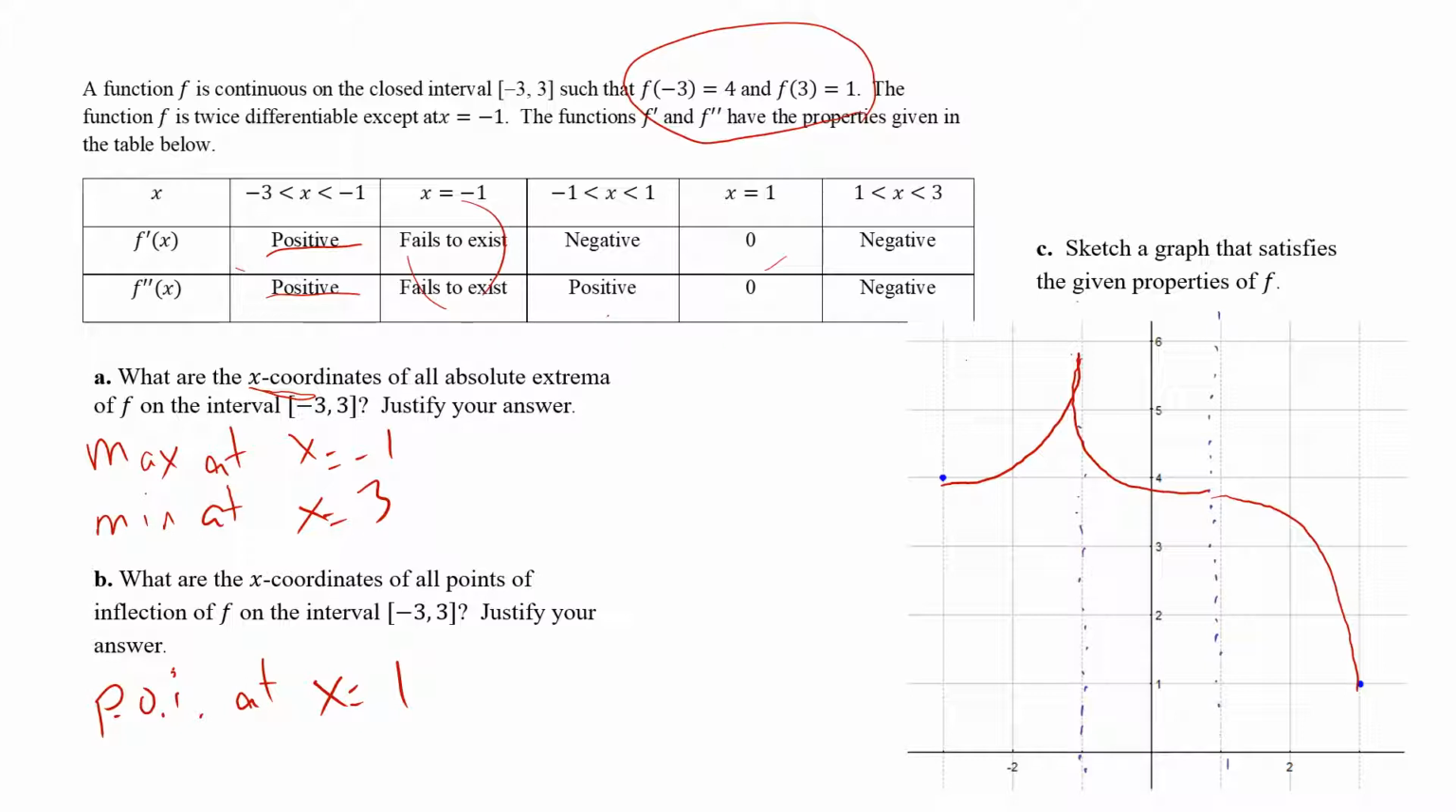Now, what is this maximum here? Impossible to tell. We don't know. It's right there for now. And so it could be up a lot higher, it could be down a lot lower. There's lots of things that this could be based on your drawing. But this is a graph that satisfies the given properties of f.